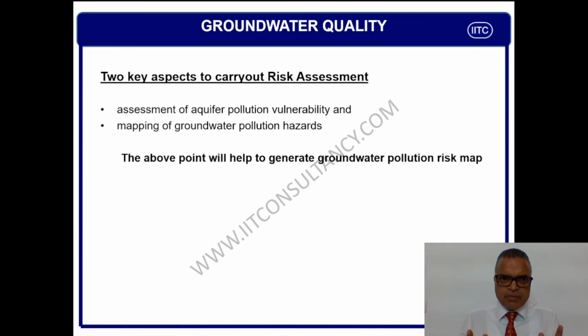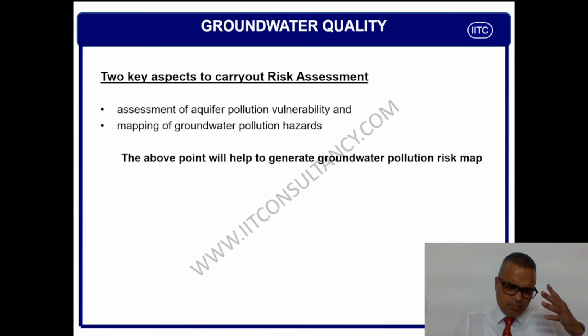Now, guys, we are able to see the two key aspects to carry out the risk assessment. First thing is assessment of aquifer pollution vulnerability. Second is mapping of groundwater pollution hazards. So pollution vulnerability and groundwater pollution hazards. These two points will give us the groundwater pollution risk matrix, the risk map, and this is how you can generate the risk map, and then you can start using the groundwater.